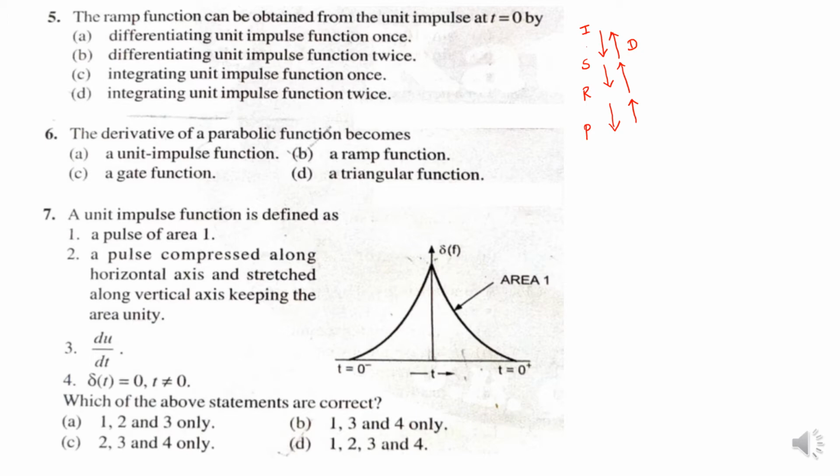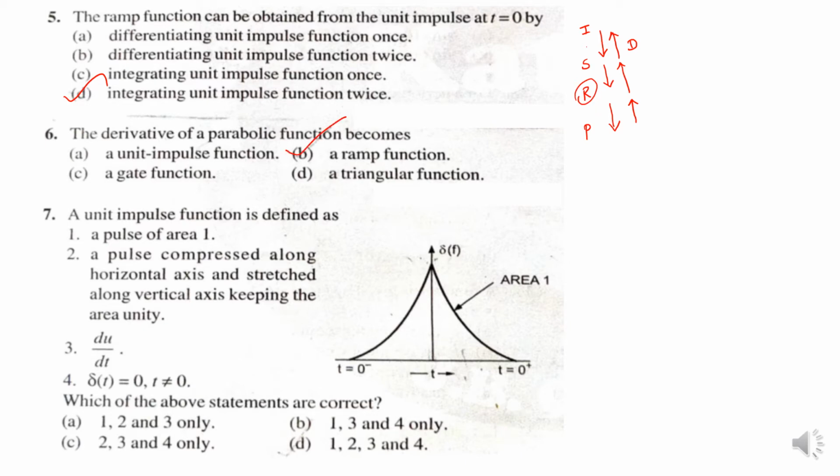So the ramp function can be obtained from the unit impulse at t equal to 0 by taking integration 2 times, or the derivative of the parabolic function. The derivative of the parabolic function gives the ramp function.